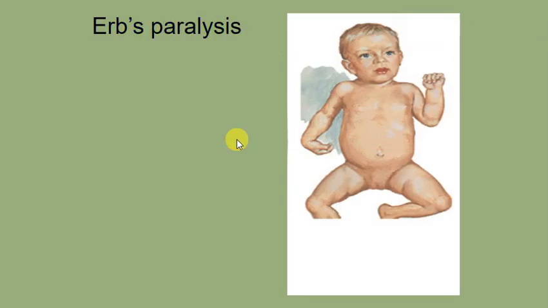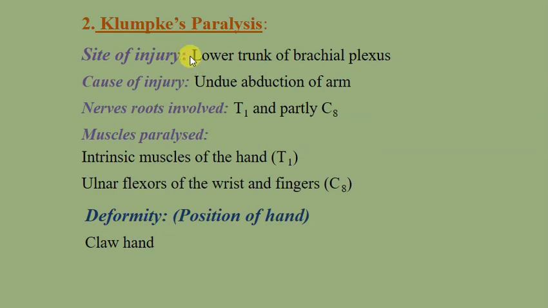In appearance, Erb's paralysis can look like this. The arm is like this. This is how Erb's paralysis can be seen. So sometimes in practical you can be given a chart like this one, and then you can be asked what is this and where the site of injury is, or what is the cause of trauma. However, it does not normally happen in practical.